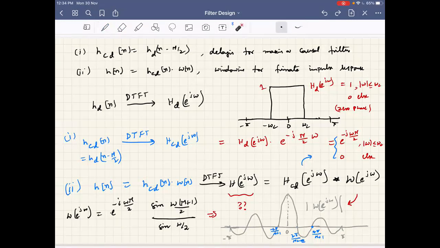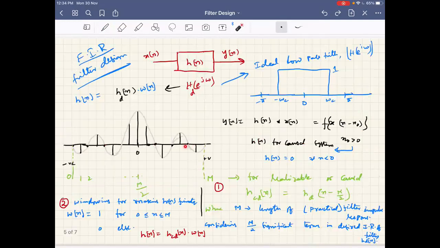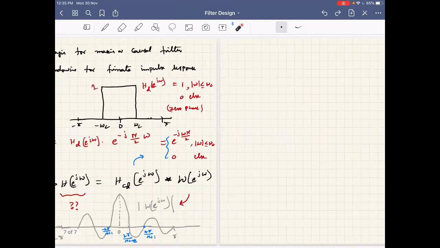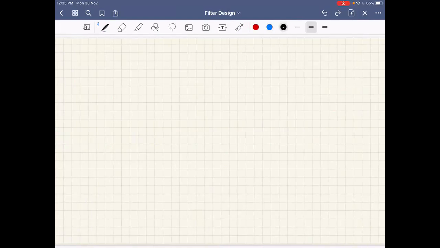Please note that the length of the filter, the number of non-zero coefficients I take in hd of n, will influence the window length, and also the frequency response of the window, and hence in turn gives the practical filter frequency response. If we sketch it, this is the magnitude spectrum of the filter, and this is the magnitude spectrum of the window function. Now if I make a convolution between these two, how will H of e power j omega look? Let me sketch quickly. This is the ideal filter frequency response. Now let us take omega to 0.